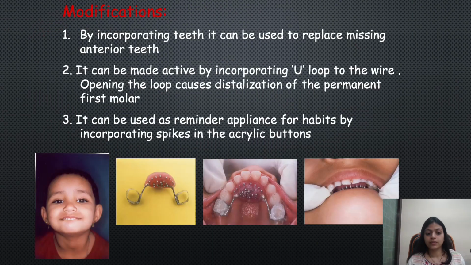Modifications: by incorporating teeth into it to replace the missing anterior teeth. Okay, it can be made active by incorporating U-loops into the wire. Opening the U-loop can cause distalization of the permanent first molar. It can be used as a reminder appliance for habit breaking also by incorporating spikes or in the acrylic button like this. Okay, and also if we are incorporating teeth, that helps in better aesthetics.